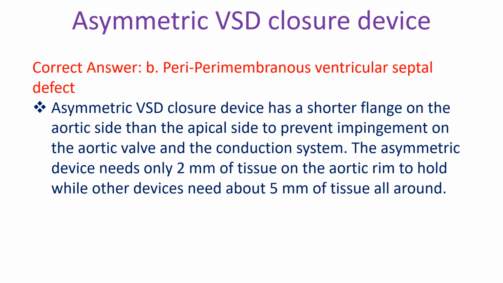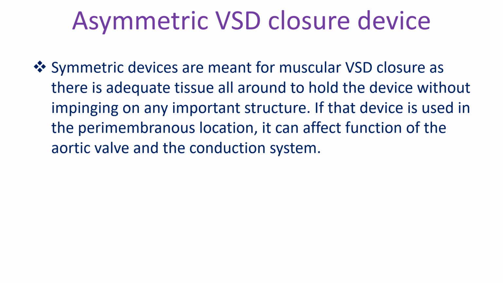Perimembranous ventricular septal defect. Asymmetric VSD closure device has a shorter flange on the aortic side than the apical side to prevent impingement on the aortic valve and the conduction system. The asymmetric device needs only 2 mm of tissue on the aortic rim to hold, while other devices need about 5 mm of tissue all around. Symmetric devices are meant for muscular VSD closure as there is adequate tissue all around to hold the device without impinging on any important structure. If that device is used in the perimembranous location, it can affect function of the aortic valve and the conduction system.